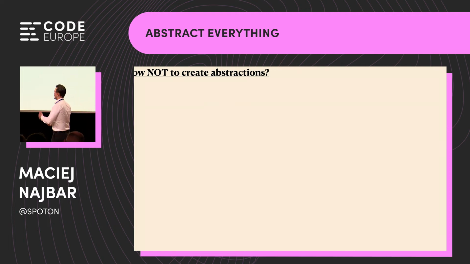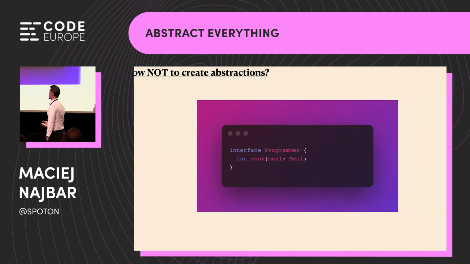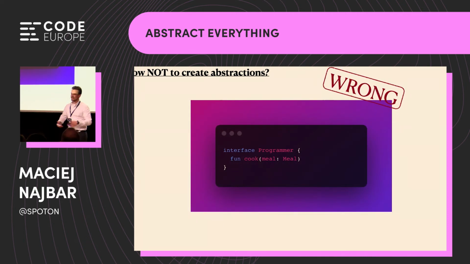We should also talk about how not to create abstractions. So let's play a game. Is that a good abstraction? And that's a spoiler alert. A programmer that can cook. Is that a good abstraction?